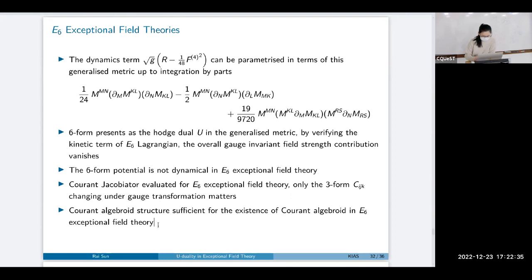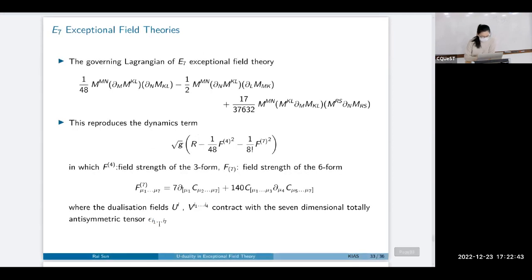So this is a theoretical discussion for E6. And what happens for E7? For E7, the field strength of the 6-form indeed appears in this kinetic term. Unlike E6, where it doesn't appear in the action so you don't need to worry about the gauge transformation, for E7 it does appear.